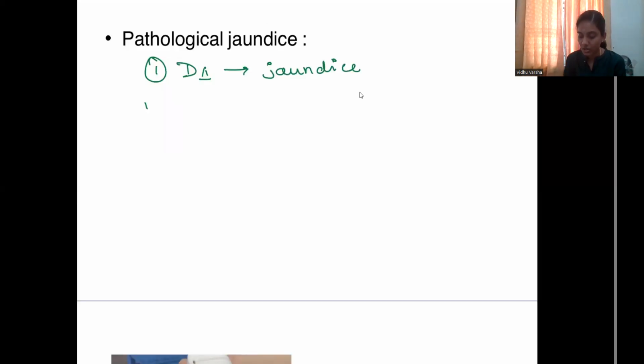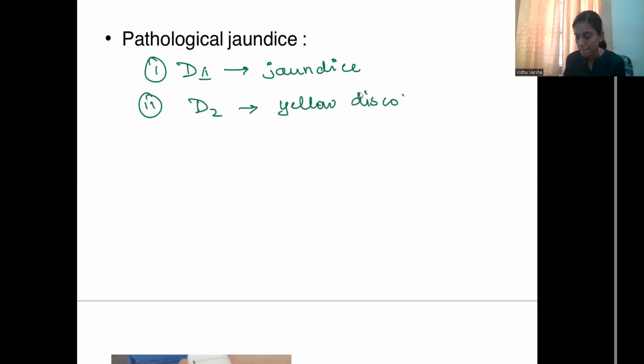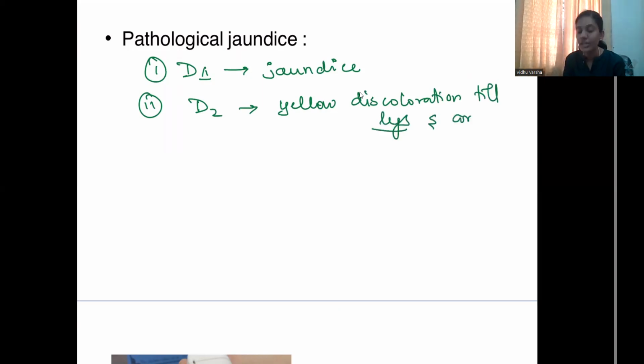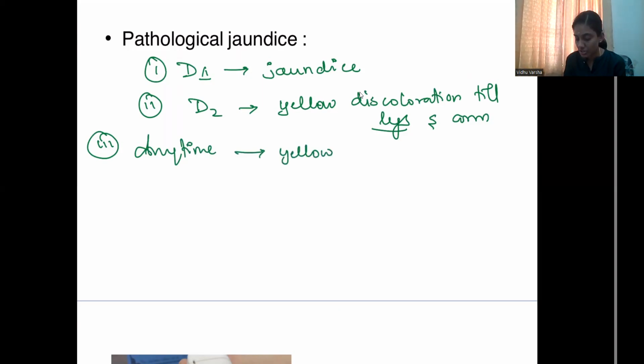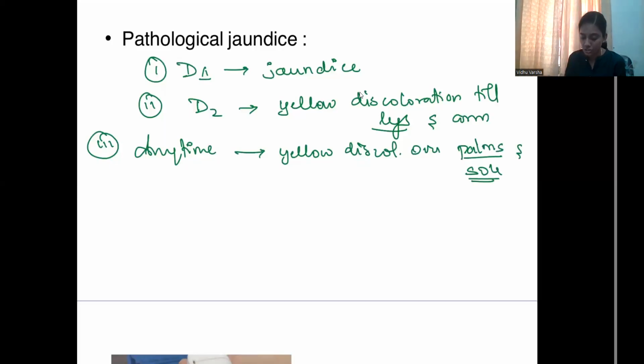Okay. Second, on day 2, when there is a yellowish discoloration on the legs and arms, then you can call the child to have a pathological jaundice. Third, any time when you observe a child having a yellow discoloration over the palms and soles, then you can call the child to have pathological jaundice.